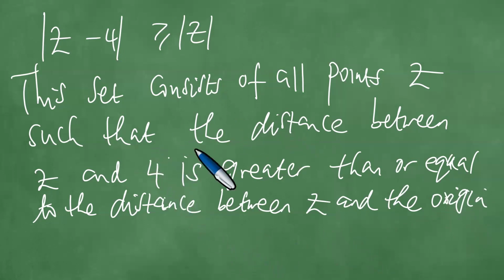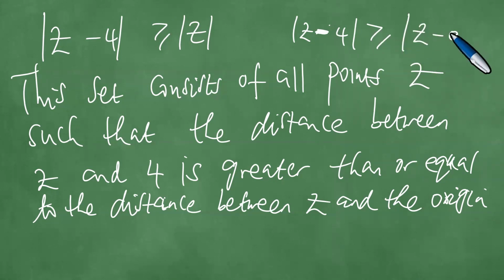This set consists of all points z such that the distance between z and 4, shown by the modulus, is greater than or equal to the distance between z and the origin. Z and the origin means the distance between z and 4 is greater than or equal to the distance between z and the origin.